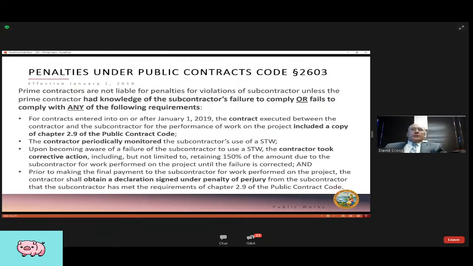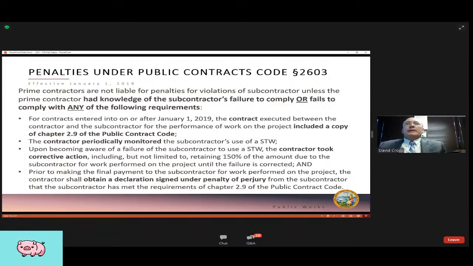Now, prime contractors are jointly and severally liable for all of these penalties under the Labor Code for violations by their subcontractor. Now, there are some exceptions, and these are similar to the safe harbor provisions that we've seen in other Labor Code provisions. Prime contractors aren't liable for penalties of their sub unless the prime contractor had knowledge of the subcontractor's failure to comply. Well, if they didn't collect any reports, if the subcontractor didn't submit reports every month, the prime contractor had knowledge of the subcontractor's failure to comply. So that wouldn't get them out of these penalties.